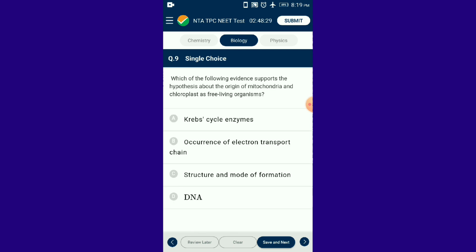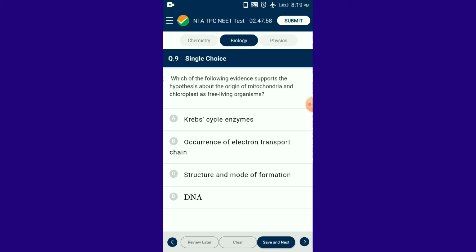Question number 9. Which of the following evidence supports the hypothesis about the origin of mitochondria and chloroplast as free living organisms? Endosymbiotic theory was given by Lynn Margulis in 1967. It is an evolutionary theory of the origin of eukaryotic cell from prokaryotic cell. An endosymbiont is an organism that lives inside another one.